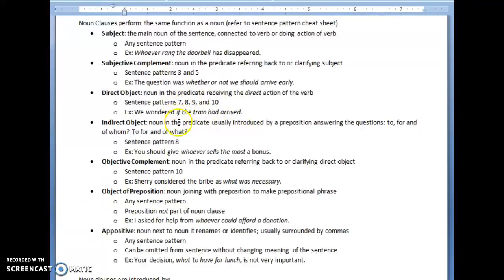Closely related to that is the indirect object. Same thing, we have a noun and a predicate, but we usually have this preposition. The most common ones are to, for, and of.